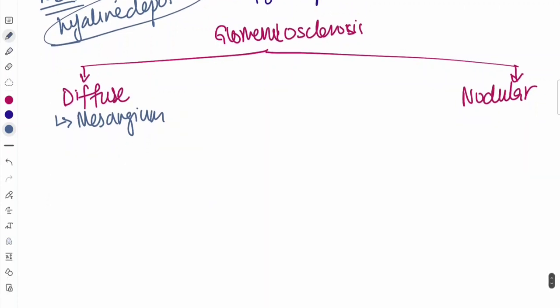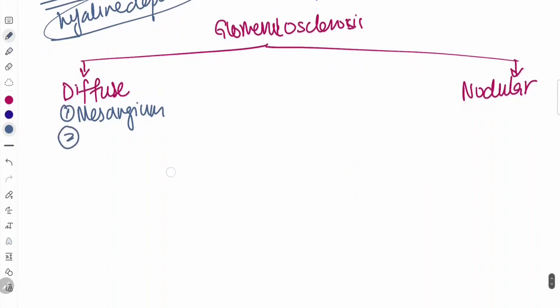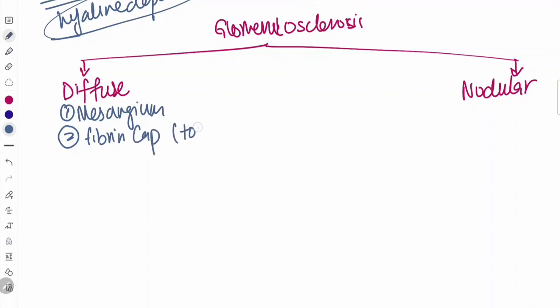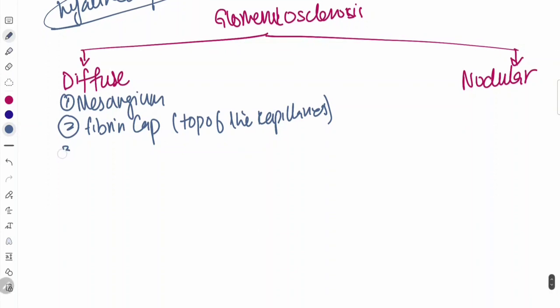So in the mesangium, number 2, where else? We have 4 things that you need to know about. Number 1, it will deposit in the mesangium. Number 2, it will deposit on top of the capillaries, which is called a fibrin cap, on top of the heads of the capillaries. Google that stain of a diabetic kidney, especially the diffuse one, and you will see a fibrin cap. That's the cap of the capillary.